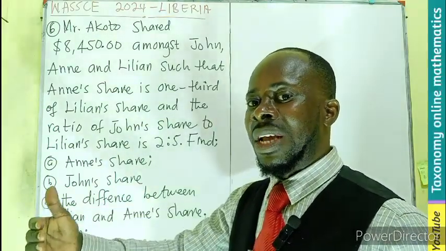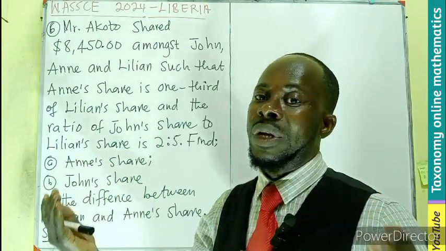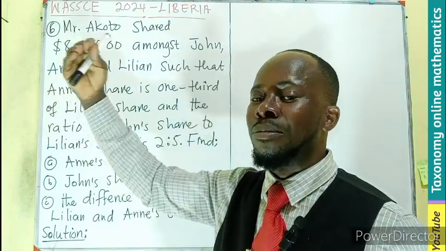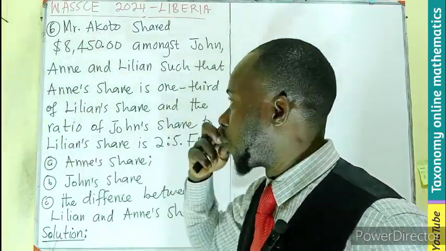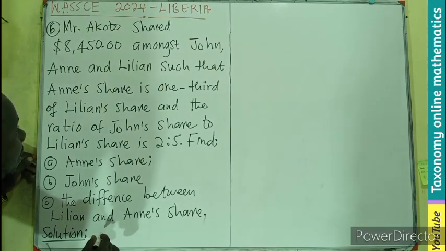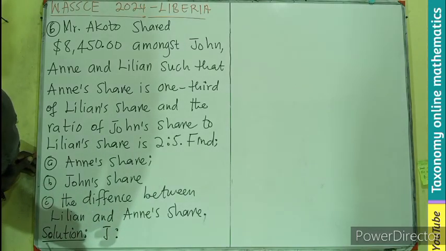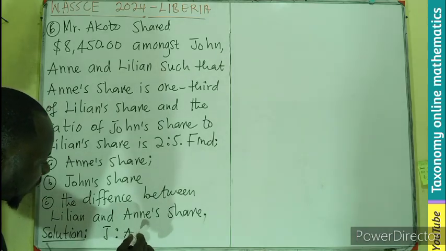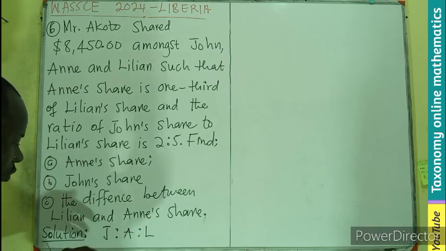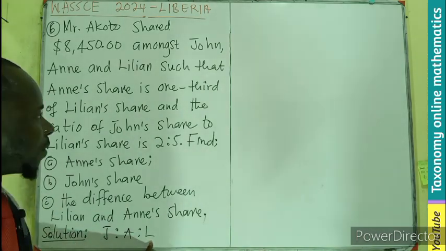Sharing a quantity according to a given ratio is just knowing the total ratio as the parts into which the money is being divided. So here, let's get a ratio. Who is the first person? John. So we use J is to Anne is to Lillian. That's the ratio. So John, Anne, and Lillian.